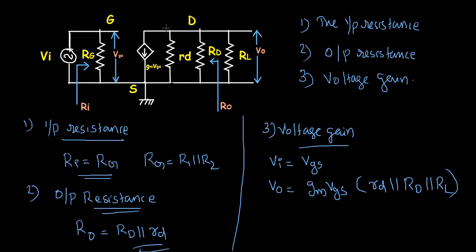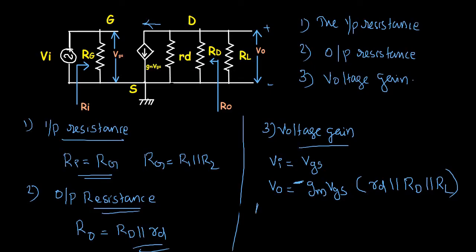Here the direction of current is towards this direction. So we consider a negative sign because we are taking the output from these two terminals. Here we consider positive and here negative, but the direction of current is away from the positive terminal. So we have to consider a negative sign for the current, that means minus gm into VGS is the current. So we get the output voltage as minus gm into VGS into rd parallel RD parallel RL.